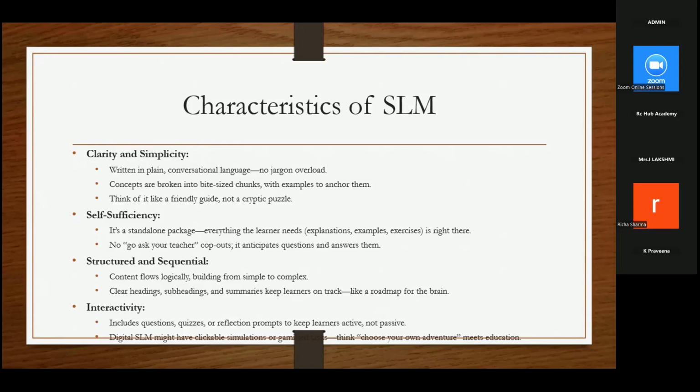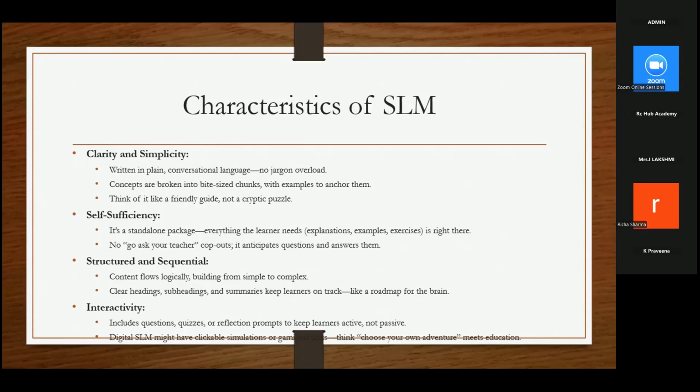And the next one is called self-sufficiency. What is self-sufficiency? Standalone packages. I want a clear explanation, example, and exercise. See the continuity: first I have to give an explanation, second an example, and third an exercise in order to enable self-explanation. That is what is very important.